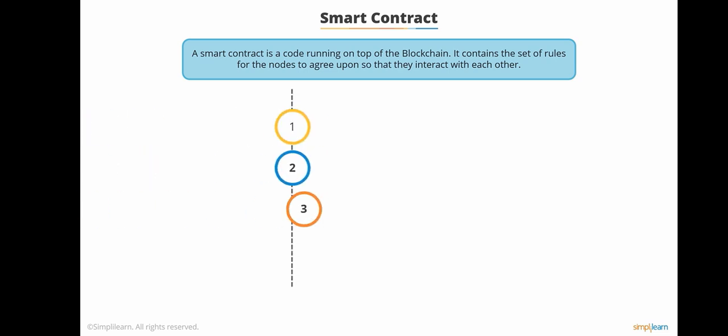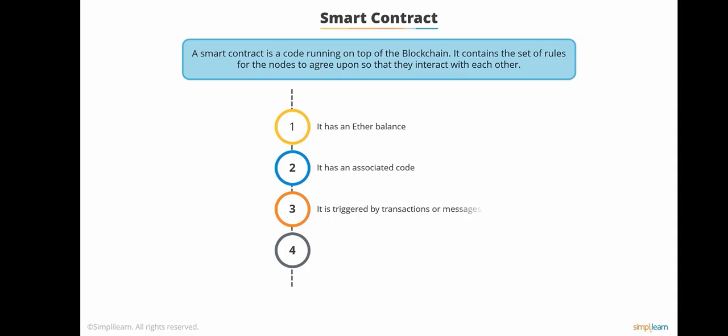As an account, it has the following properties. Firstly, it has an ether balance. Secondly, it has an associated code. Thirdly, a code execution is triggered by transactions or messages received from other contracts. And fourthly, when executed, it performs operations of arbitrary complexity.